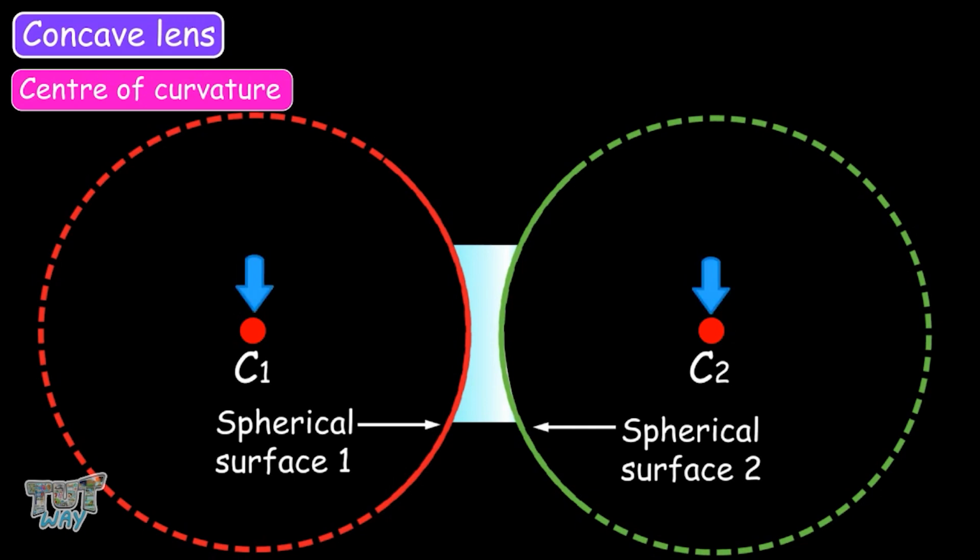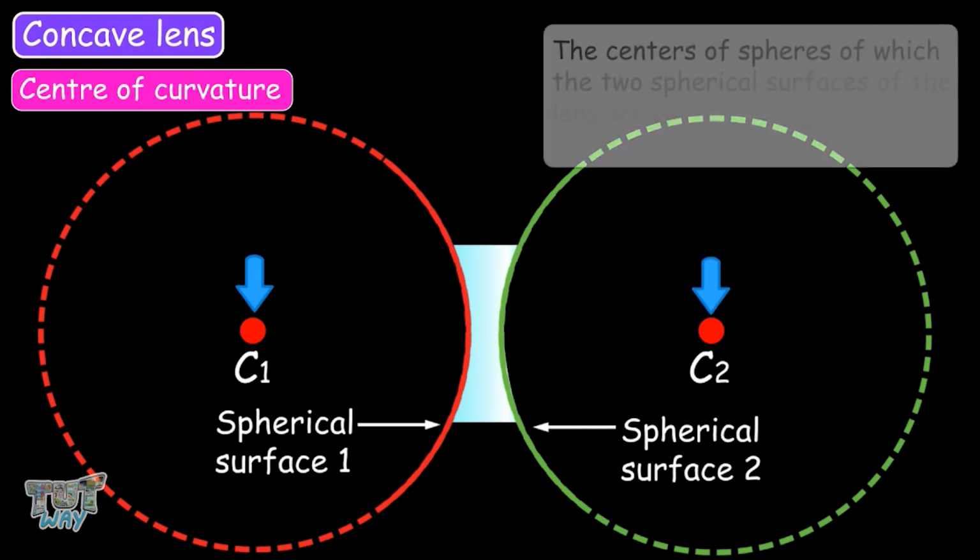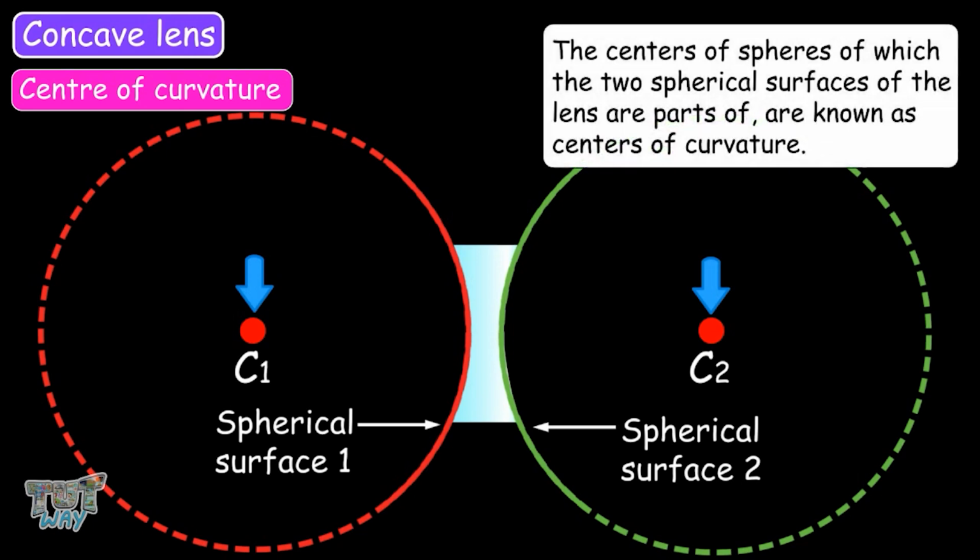The center of curvature of a lens is usually represented by the letter C, and since there are two centers of curvature, we denote them as C1 and C2. Therefore, we learned that the centers of the spheres of which the two spherical surfaces of the lens are parts are called the centers of curvature.